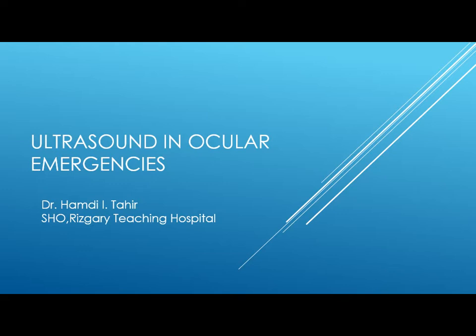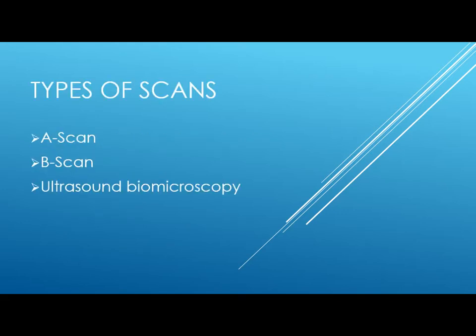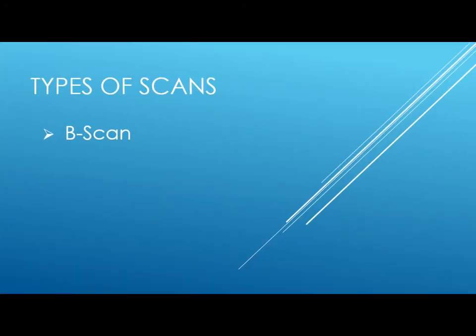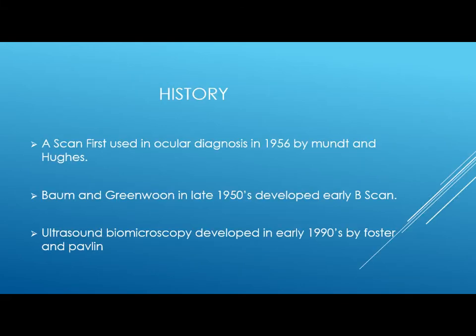I will talk about ultrasound in ocular emergencies in the next 20 minutes. As you know, we have three types of scan that concern us in ocular purposes. We have the A scan, that's the amplitude scan, the B scan, the brightness scan, and ultrasound biomicroscopy, which is a technique used for visualization of the anterior segment using high frequency ultrasound, maybe 35 to 100 megahertz. But the B scan is the one that's routinely used by radiologists.